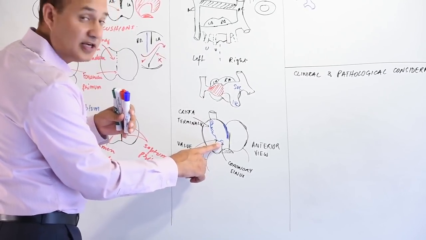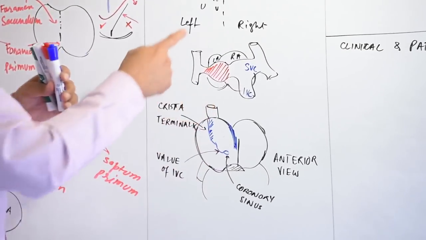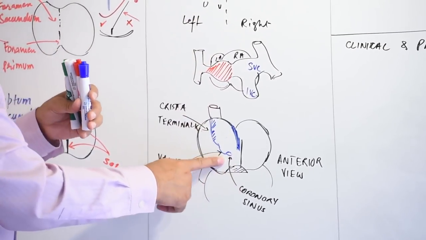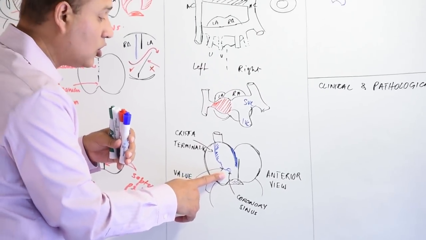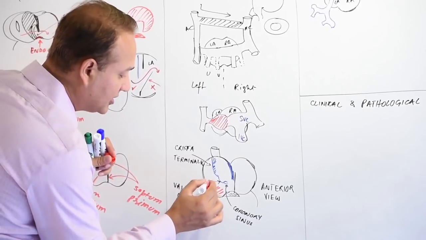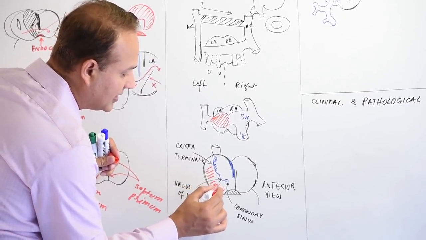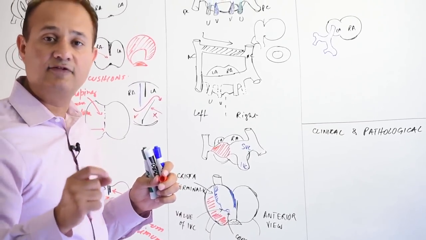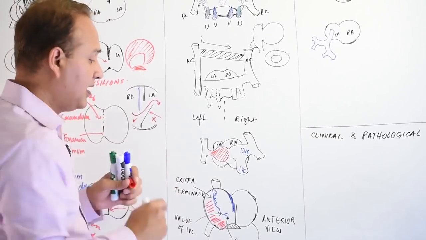Then you see the coronary sinus, which is really the left sinus venosus, degenerated and small, opening up in the right atrium, called the coronary sinus. The rest of the pieces of the right atrium are trabeculated. These trabeculated right atrial pieces, including the right auricle, are derived from the primitive atria.